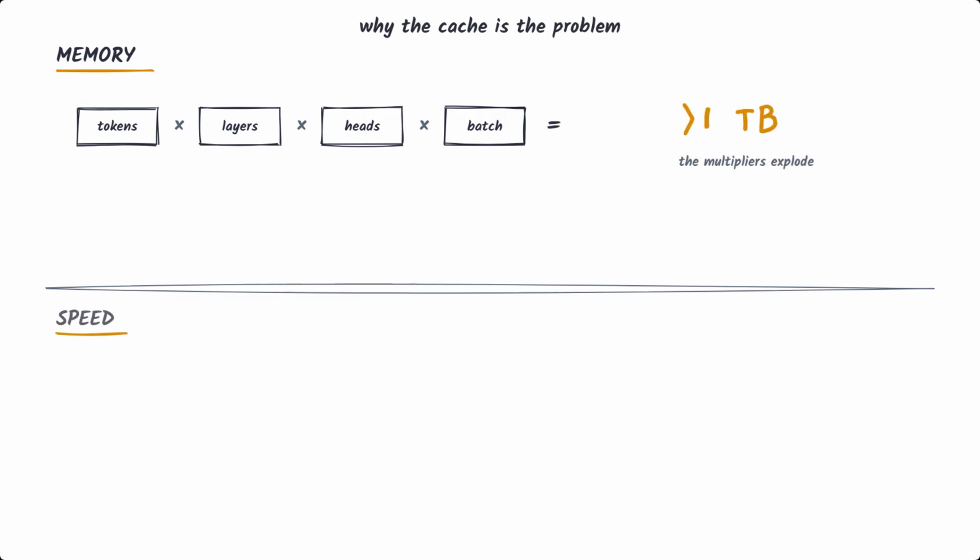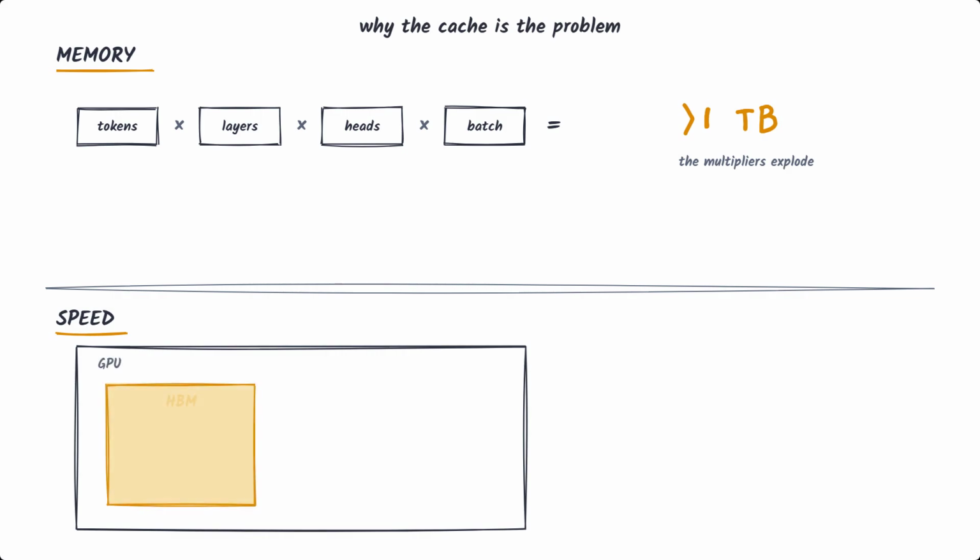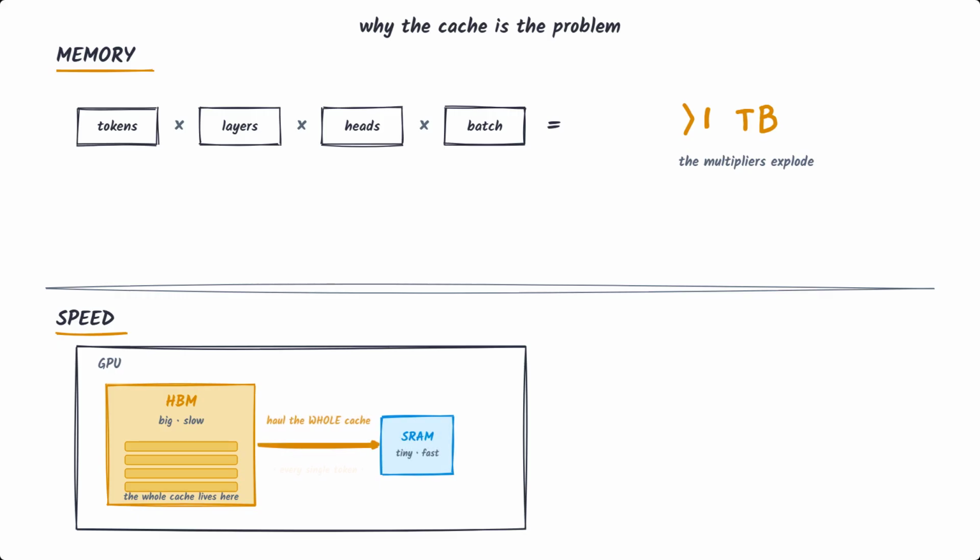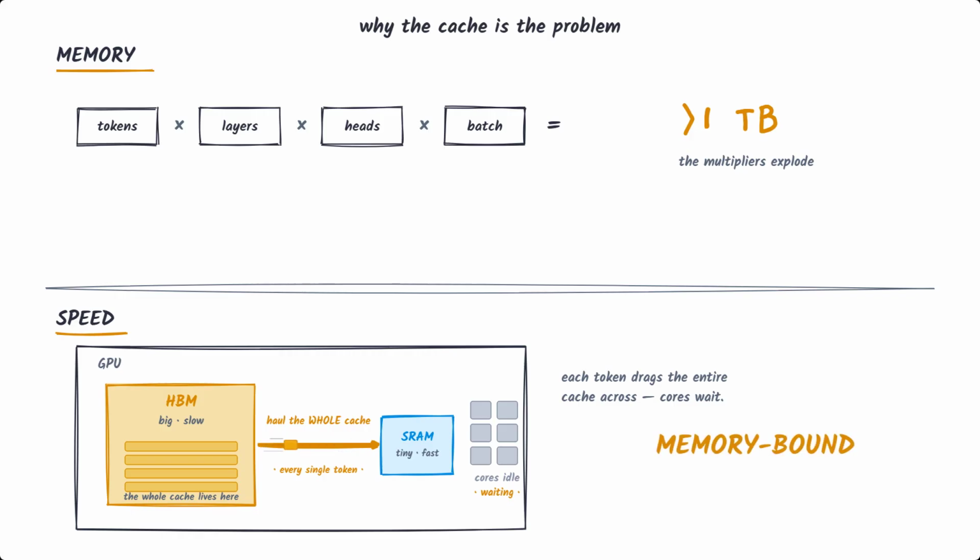And it's not only a memory problem, it's a speed problem. To generate each single token, the GPU has to haul the entire cache out of its main memory into the fast on-chip memory. And while that's happening, the compute cores just sit idle, waiting. The model isn't compute-bound, it's memory-bound. Shrink the cache, and you fix both at once.